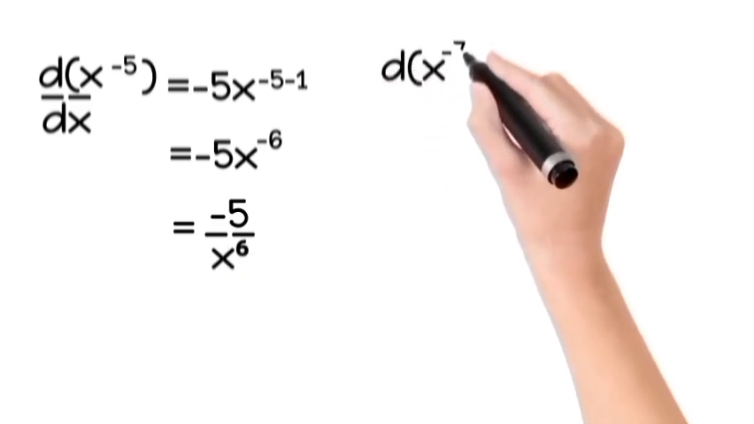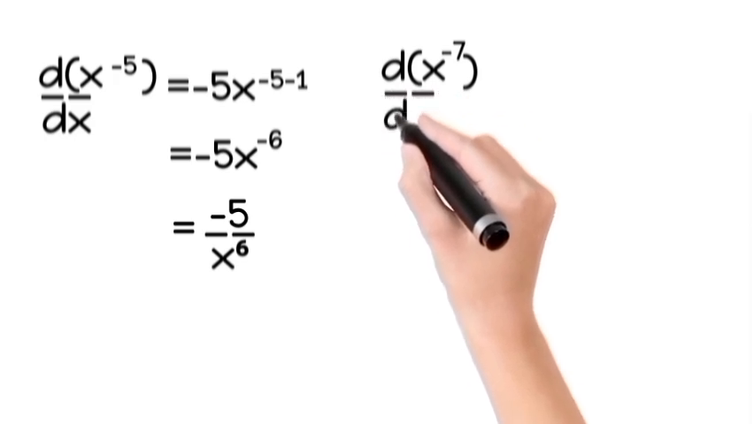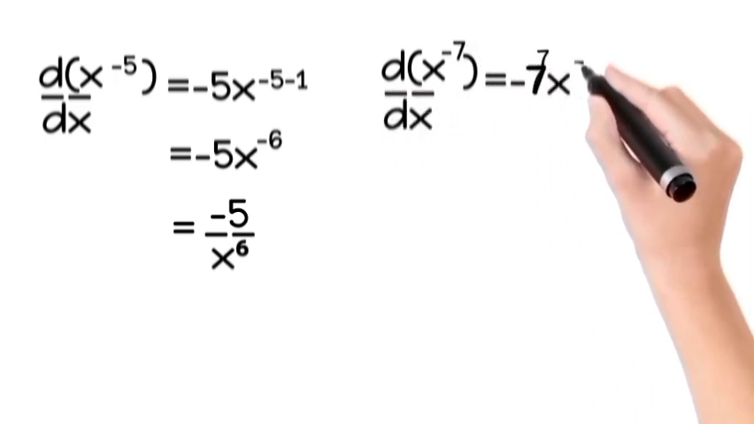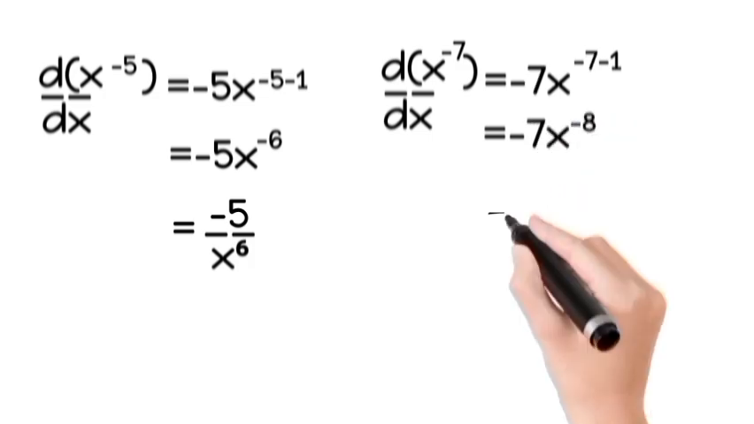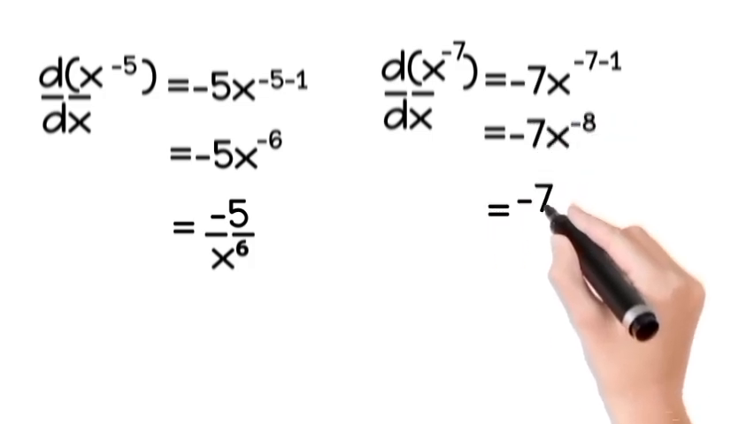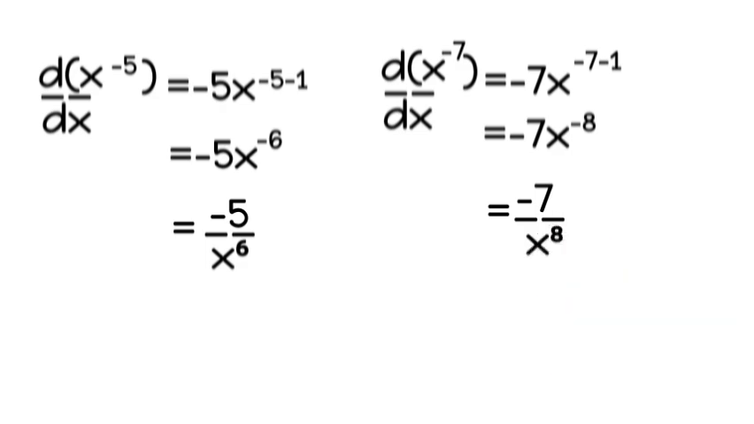Example: the derivative of x to the power negative 7 with respect to x is equal to negative 7x to the power negative 7 minus 1, and negative 7 minus 1 is negative 8, so this is equal to negative 7x to the power negative 8. Making this exponent positive, we have negative 7 over x to the power of 8. These are examples of derivatives of negative exponents of x becoming denominators.